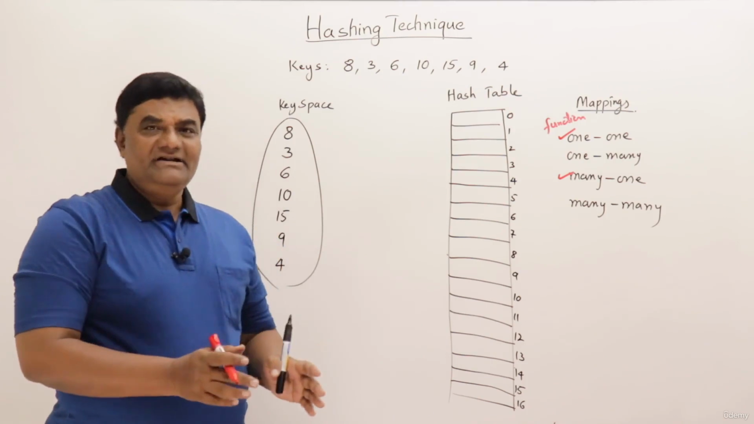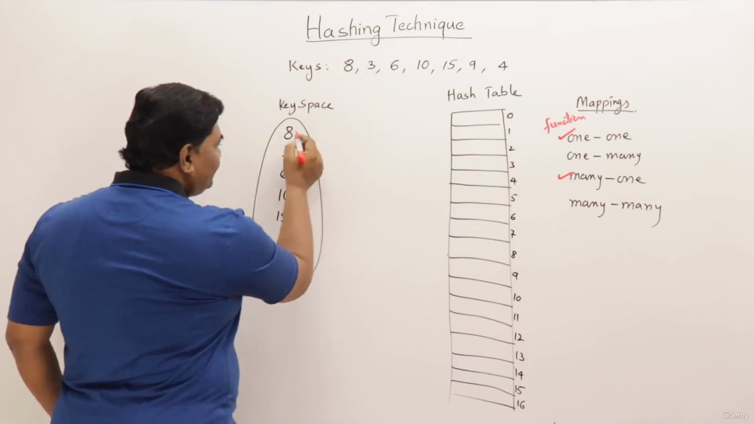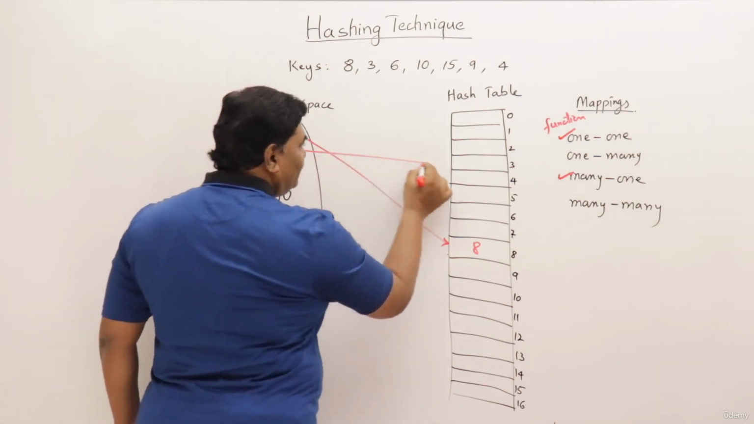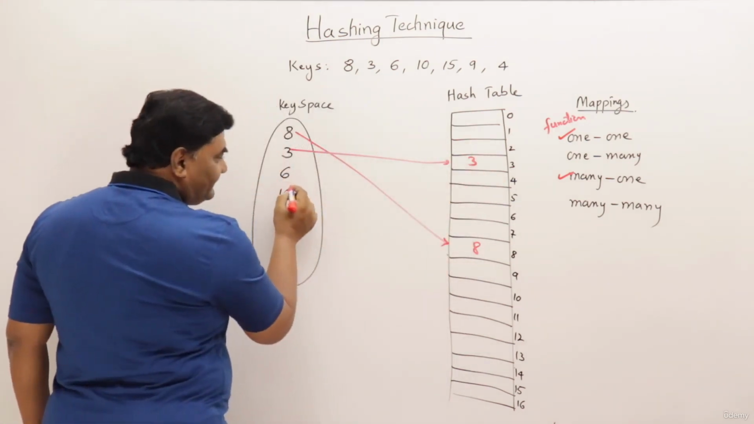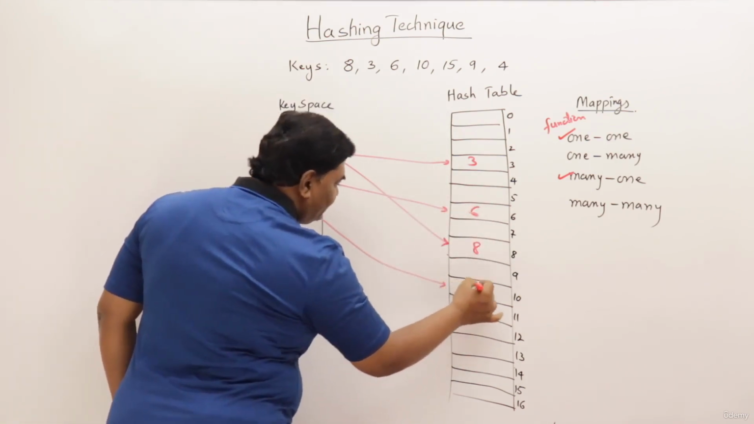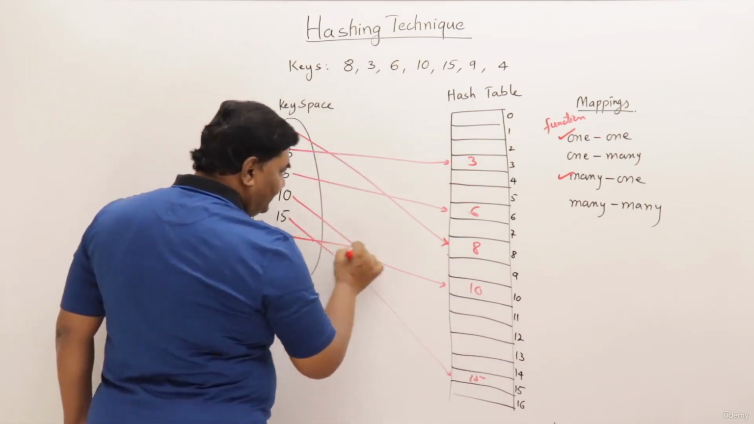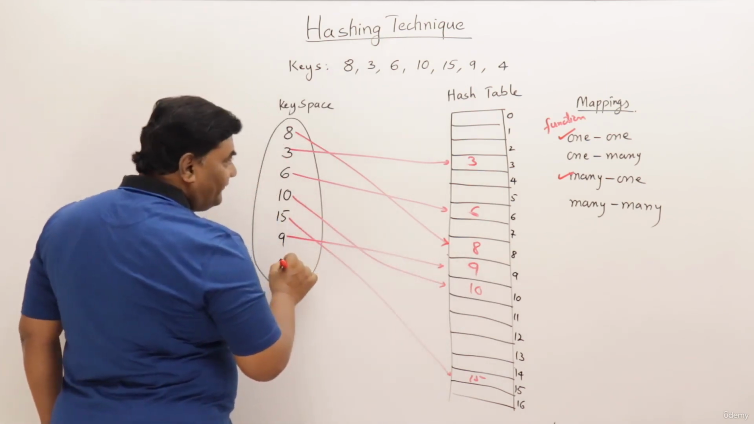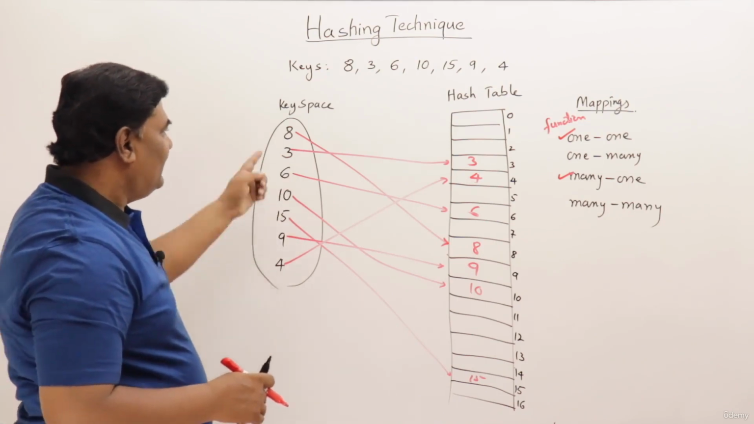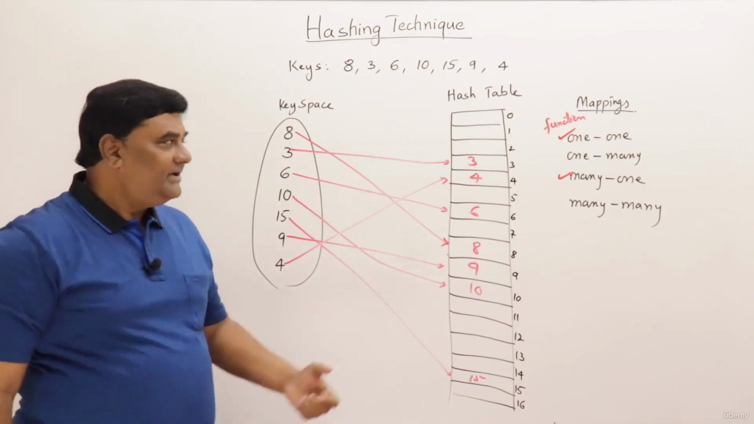First of all, let us map them based on the idea that I have given you. 8 should go at index 8. Okay, it is here. Then 3 should go on index 3. Then 6 on index 6. 10 on index 10. 15 on index 15. Then 9 on index 9. 4 on index 4. See, this is one-to-one mapping. Every key is mapped on one index in a hash table. It is one-to-one mapping.